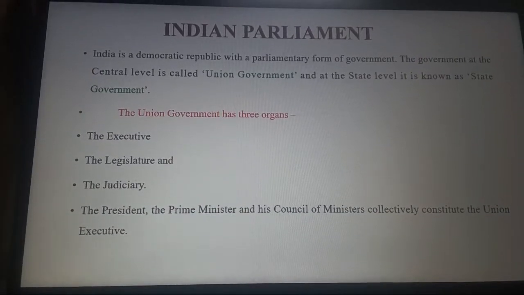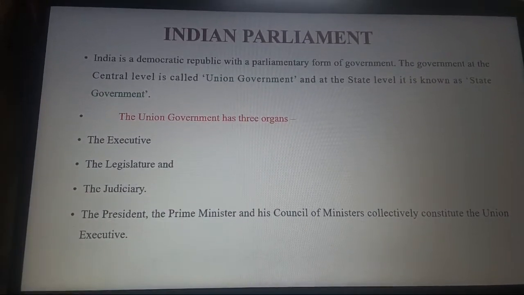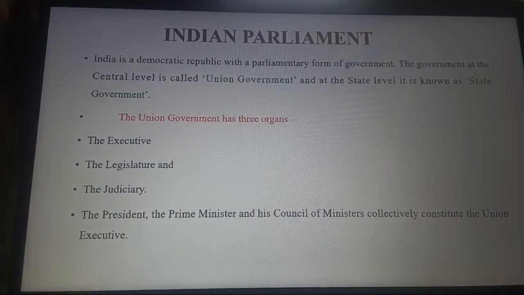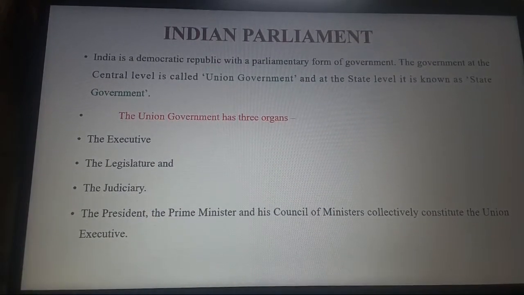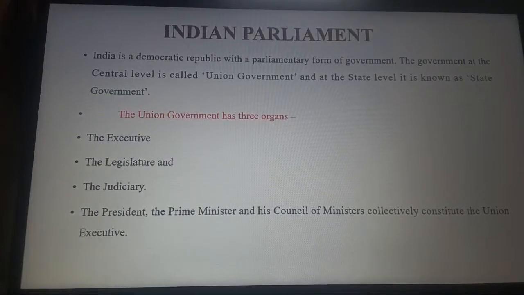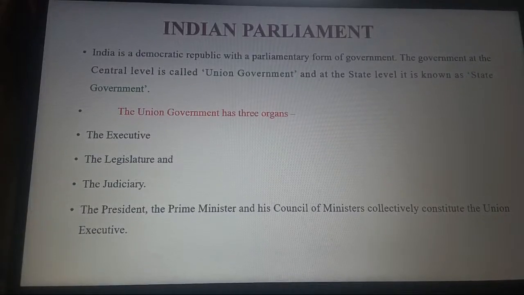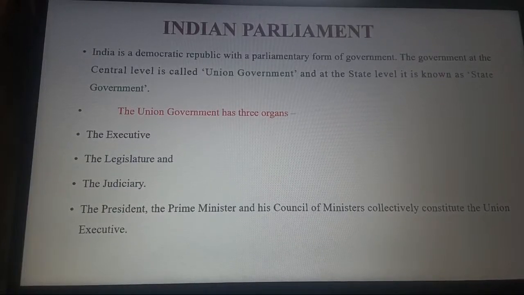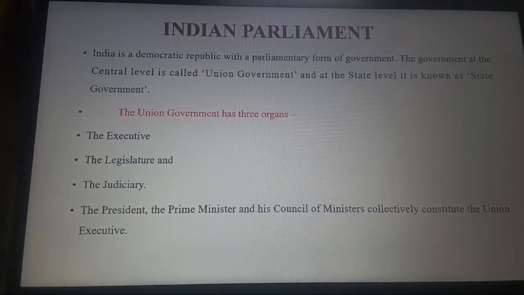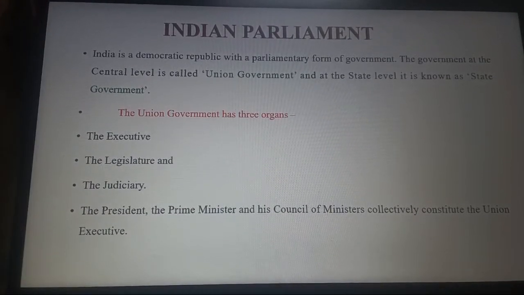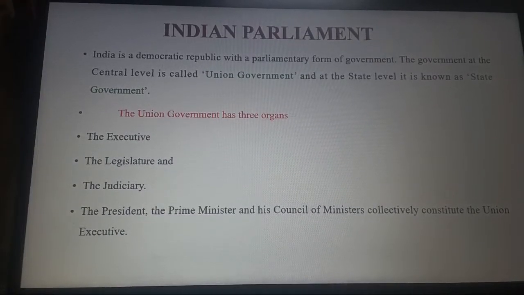Indian Parliament. India is a democratic republic with a parliamentary form of government. The government at the central level is called union government, and at the state level it is known as state government. The union government has three organs: the executive, the legislature, and the judiciary. The president, the prime minister, and his council of ministers collectively constitute the union executive.